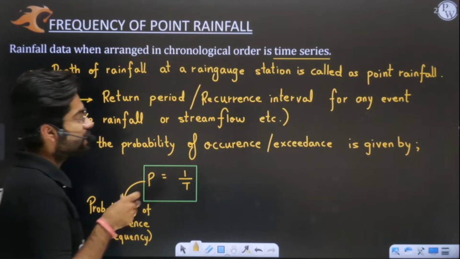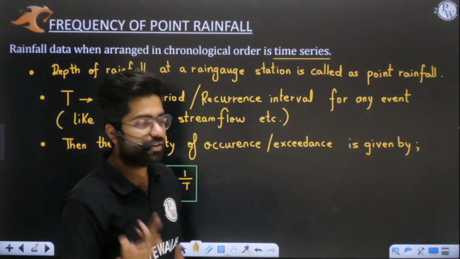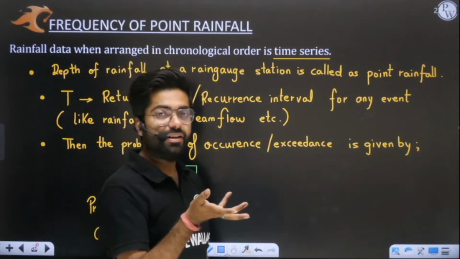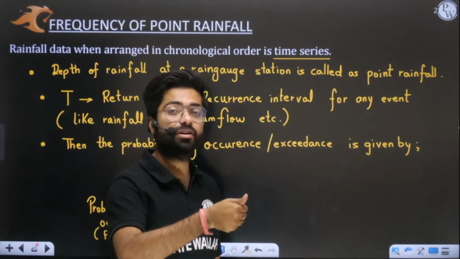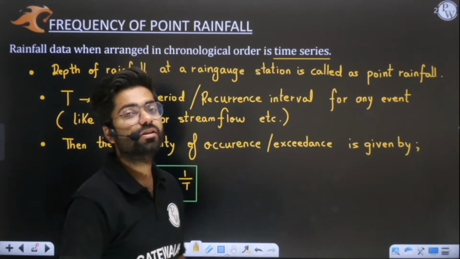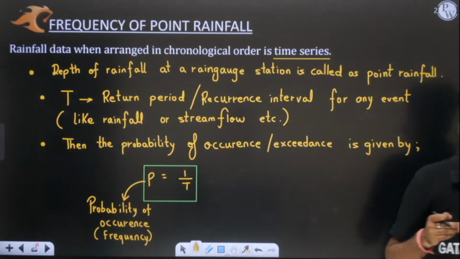Like if we have a certain magnitude of rainfall, or a certain magnitude of stream flow, then that event will have what kind of probability and frequency, that we have to evaluate. But sir, how exactly we have to evaluate, that I will tell you. But before moving on further, first I will tell you some more things.